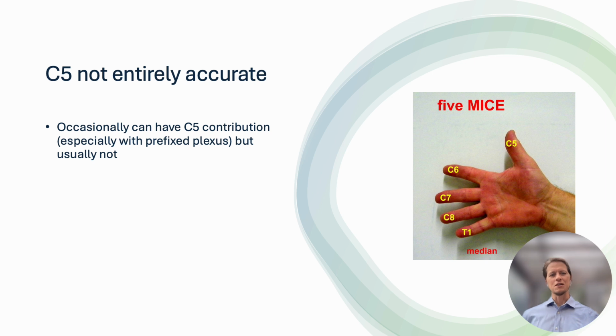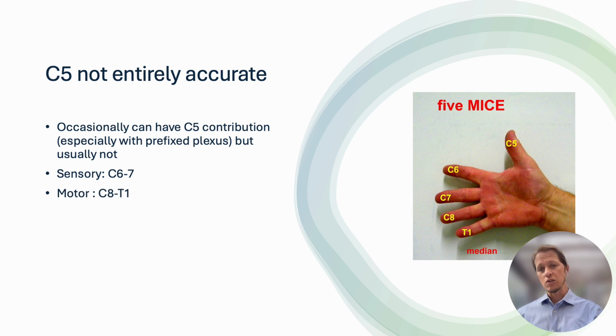Now here's the asterisk. Occasionally, the median nerve can have a C5 contribution, especially if you have a prefixed plexus where things are shifted up a little bit, then you tend to get more contribution from C5. But for the most part, if you ask any neurosurgeon or neurologist who's worth their salt, they're going to tell you it's not C5 to T1, it's actually C6 to T1. Sensory is C6 and 7, and then the motor is C8 and T1.